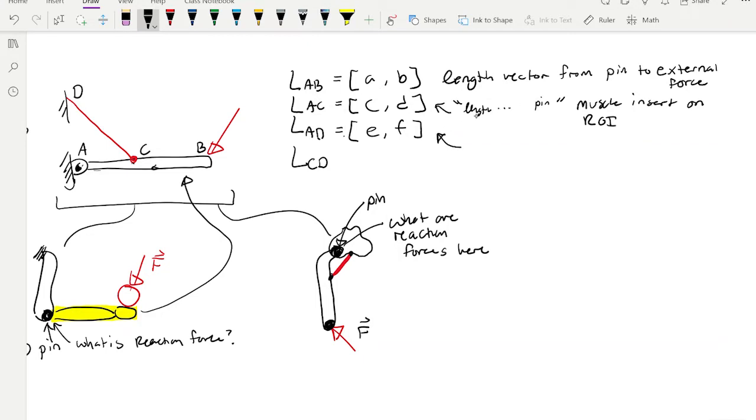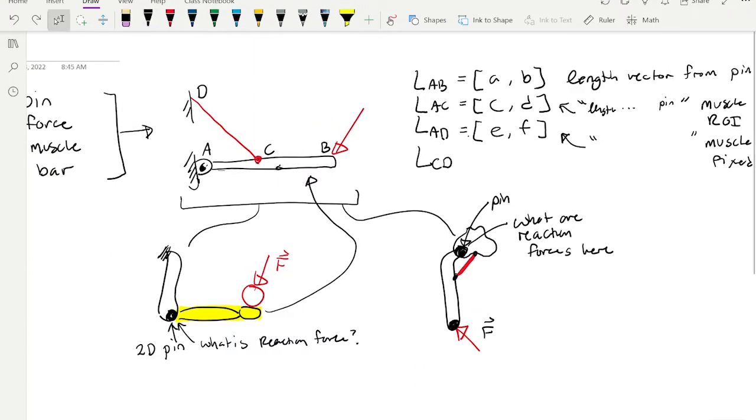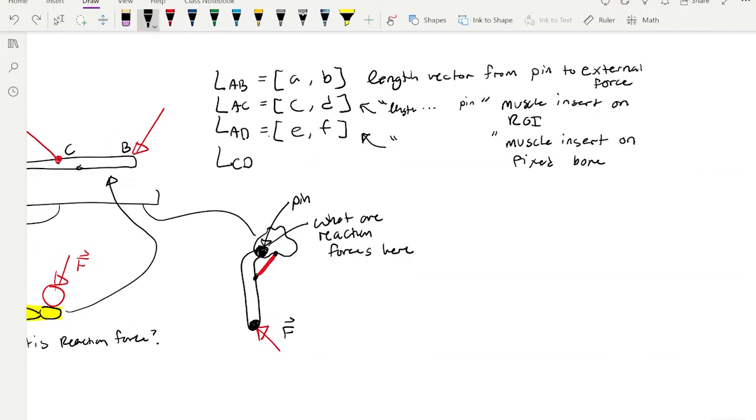Okay, and this one is the length vector from the pin to the muscle insert on the fixed bone. So in this case, the hip is a fixed bone. We've fixed that bone into place, and we're looking at the femur region of interest, if you want, right? In this case, the humerus is going to be fixed, and we're looking at the region of interest of the forearm and the weight. Okay, so this is how you describe these vectors.